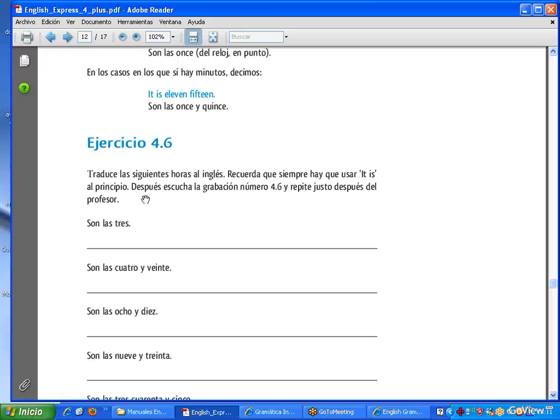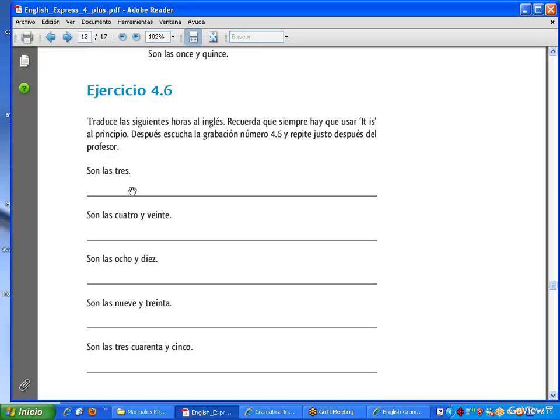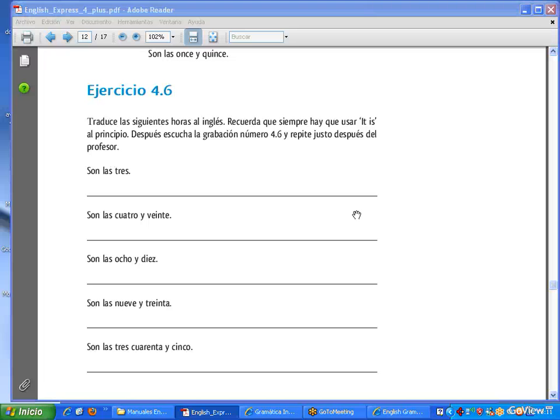Look. It is 3 o'clock. It is 3 o'clock. Okay, but we can make a contraction. We can say it's 3 o'clock. It's 3 o'clock. Okay, this is the contraction of "it is". So we can say it's 4:20. It's 4:20.